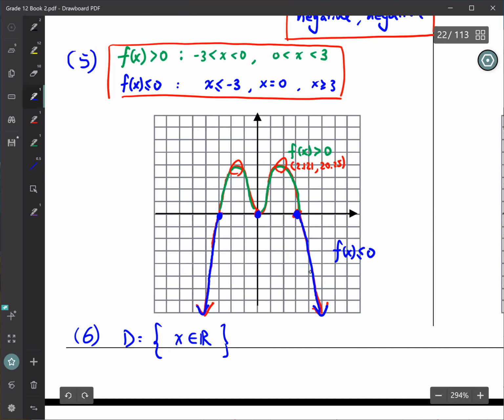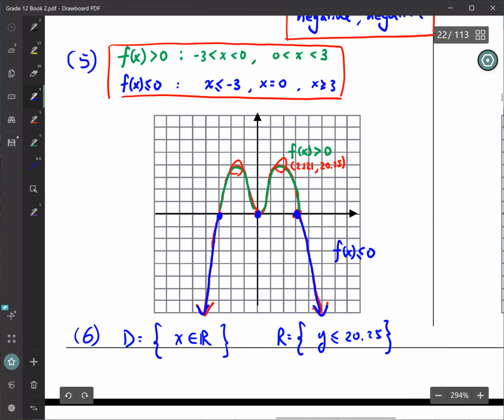Okay, next part is the range. Range is talking about the y value. The y value keeps on going down, as you can see the arrow pointing down. But as you go up, it has a maximum place. The highest it can go is only up to 20.25. So for this one, you write down y less than or equal to 20.25, because it can touch 20.25. Any questions?